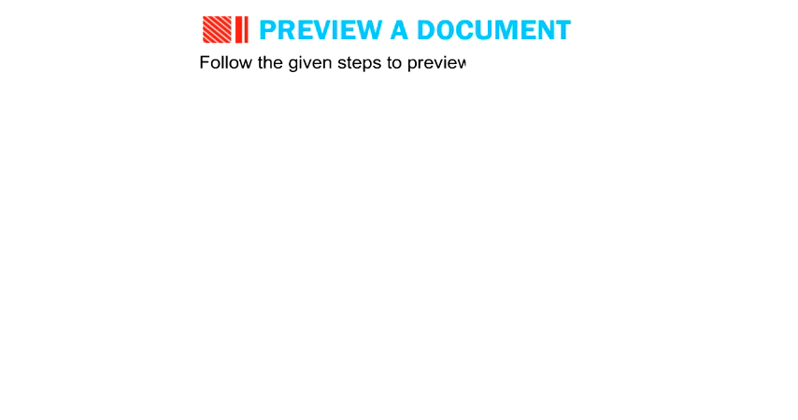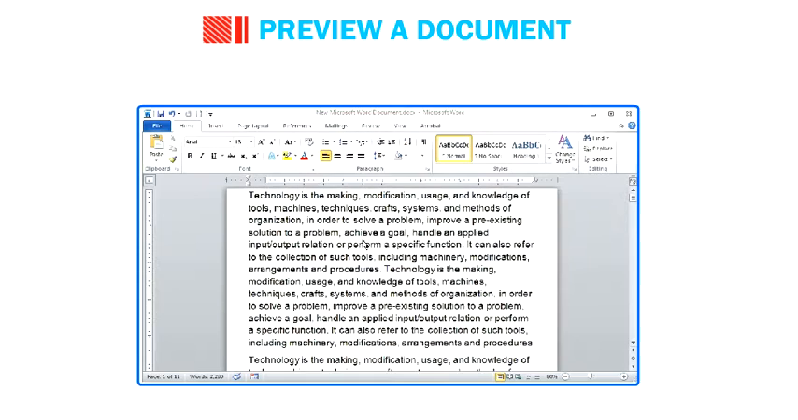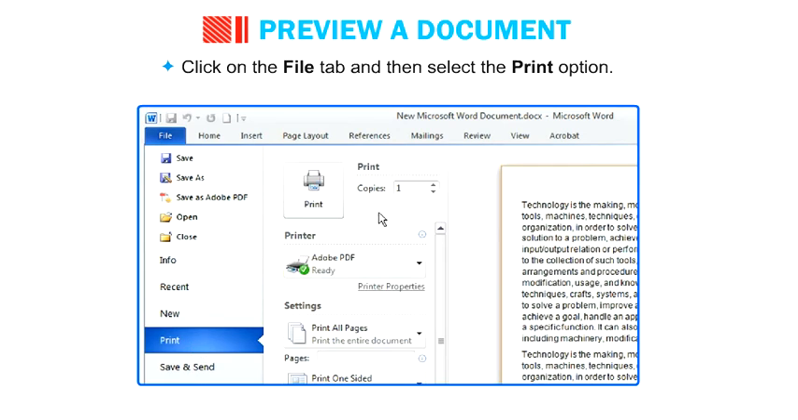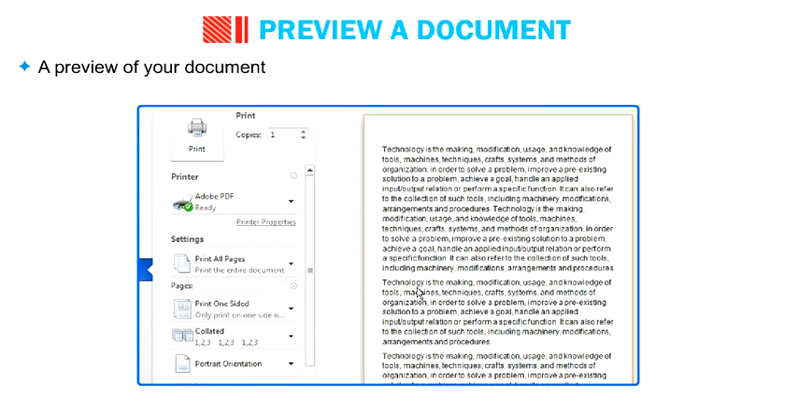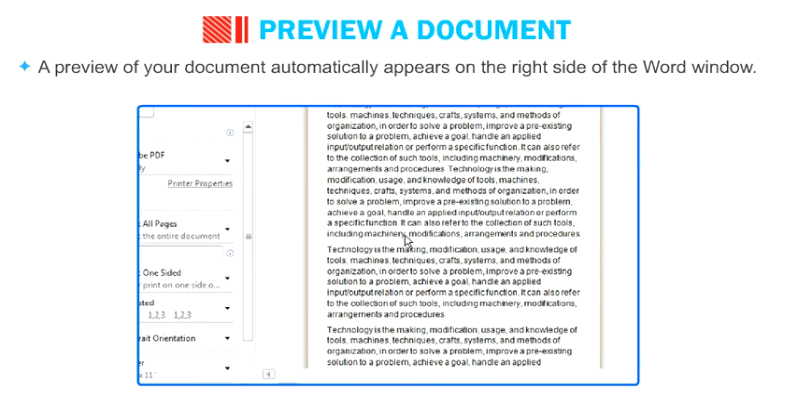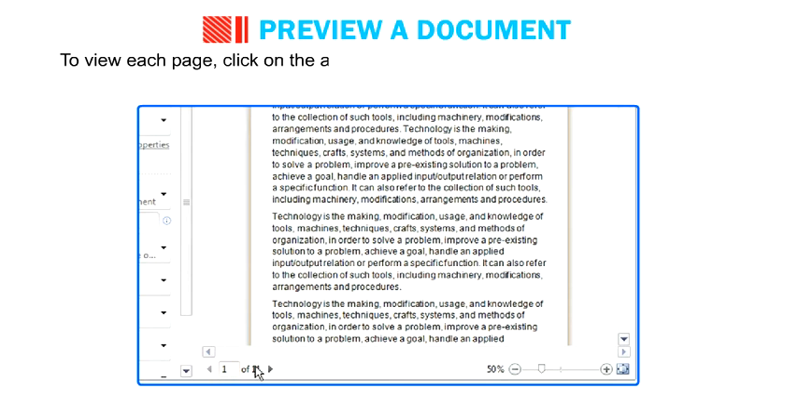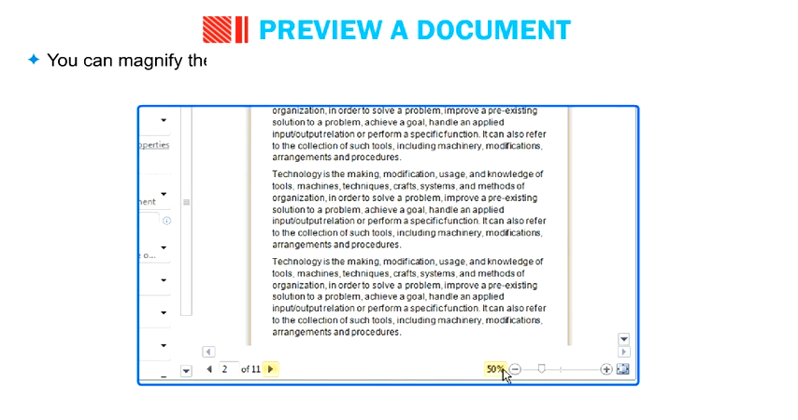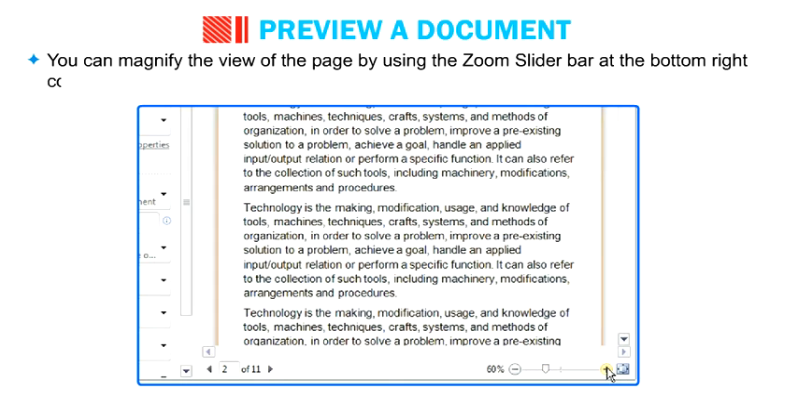Follow the given steps to preview a document. Click on the File tab and then select the Print option. A preview of your document automatically appears on the right side of the Word window. To view each page, click on the arrows below the Preview section present on the navigation bar. You can magnify the view of the page by using the Zoom slider bar at the bottom right corner of the Preview section.